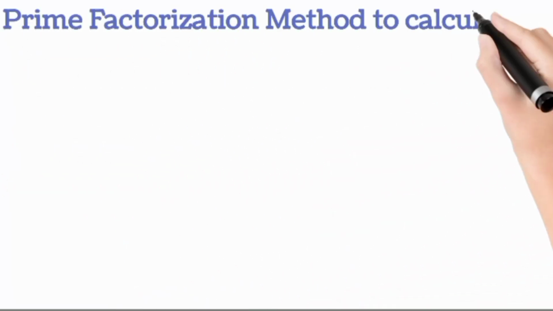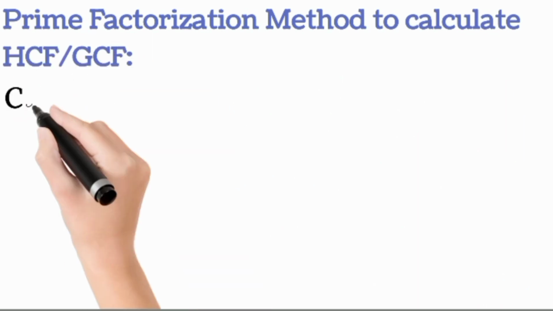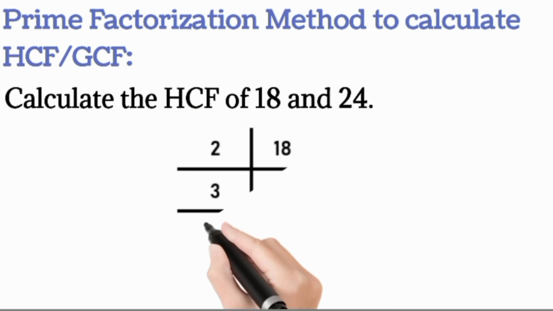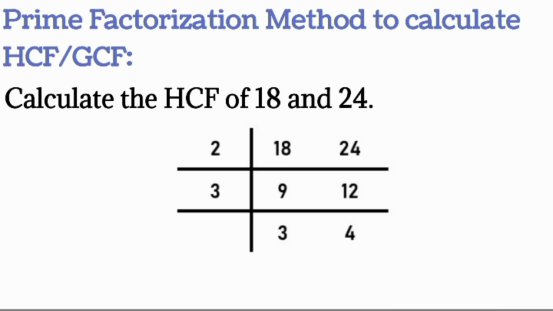One is the prime factorization method. We will calculate the HCF of 18 and 24 by this prime factorization method. On the left side, we need to look for the numbers that are common factors of 18 and 24. The first number that came to my mind was 2 because both the numbers were even. So after dividing 18 and 24 by 2, I got 9 and 12. The next number that came to my mind was 3 because it divides 9 and 12 both.